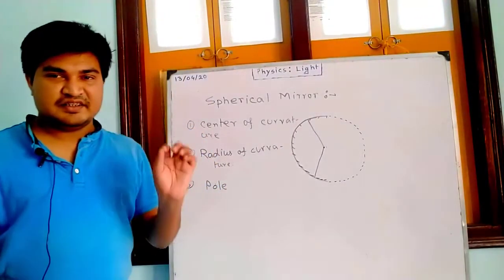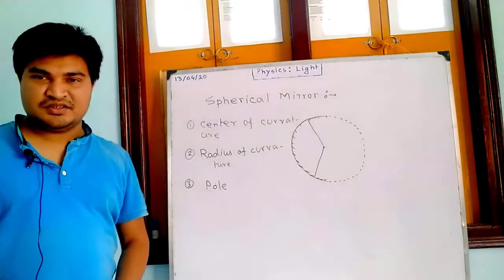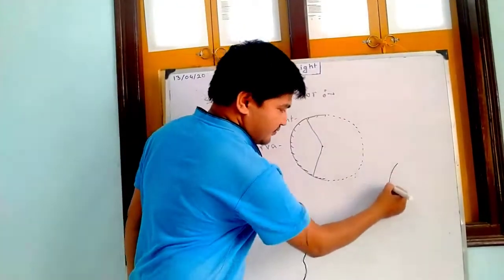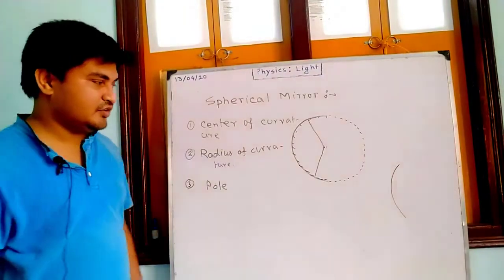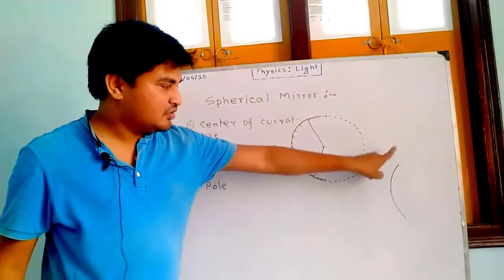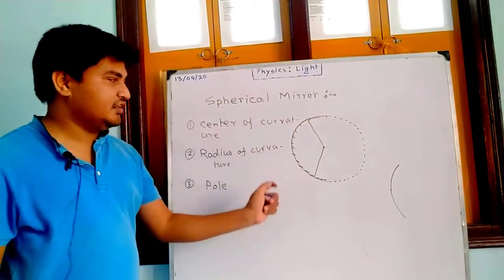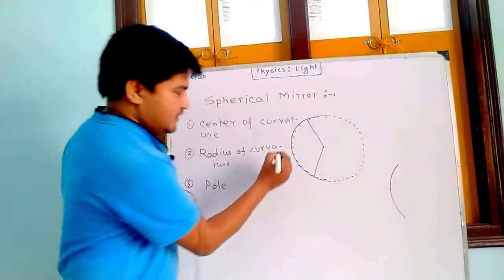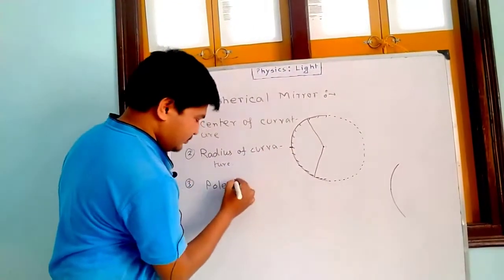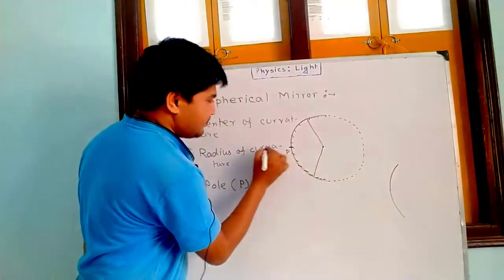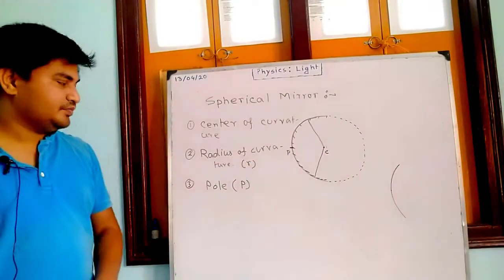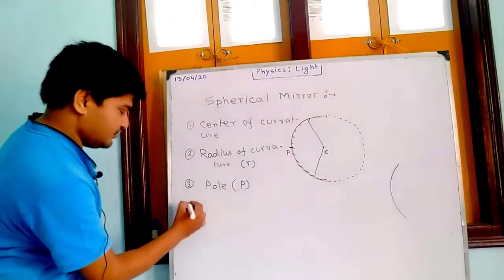Now, pole is the geometrical midpoint of the spherical mirror. What do you mean by the geometrical midpoint? If I consider it as a spherical mirror, the center, the middle point of the mirror, at this position, is called the pole. Considering this is the center, the pole is defined as P, the center as C, and the radius of curvature as R, small or capital. Okay.